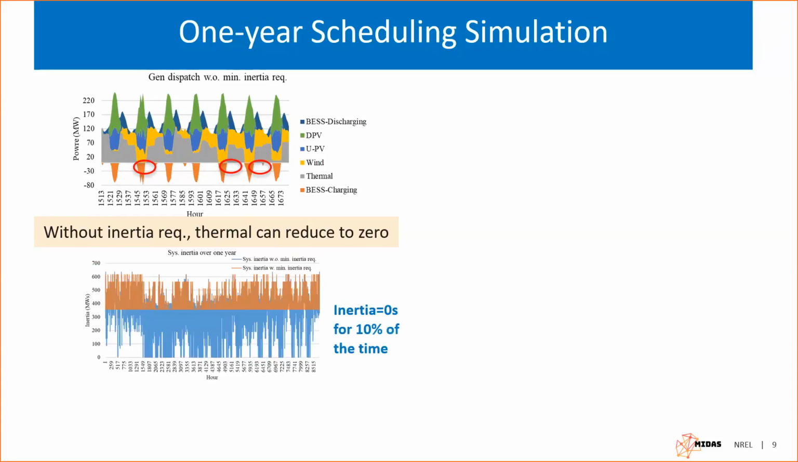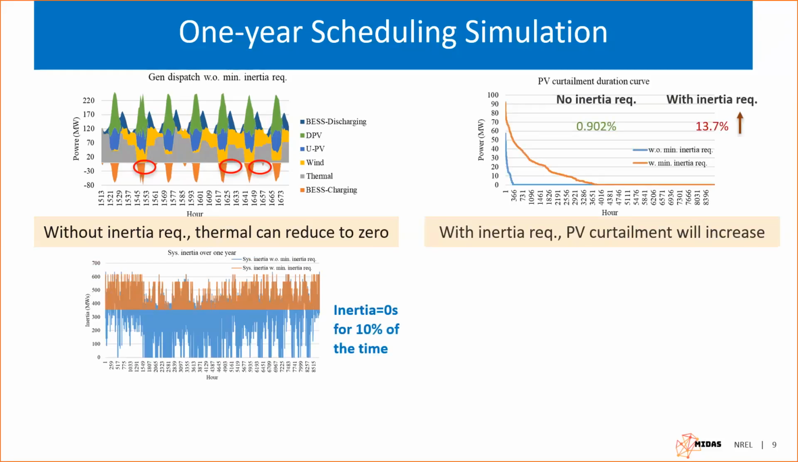Then we take a look at the whole year inertia. We can see that there are more than 10% of low inertia cases in the whole year if we don't include the minimum inertia requirement in this scheduling model. Next, we look at the PV curtailment duration curve. With the minimum inertia requirement, PV curtailment increased from 0.9% to 13.7%. This implies that even though we have 2 large battery energy storage with this inertia requirement, more HPP has been installed, more PV could be curtailed.